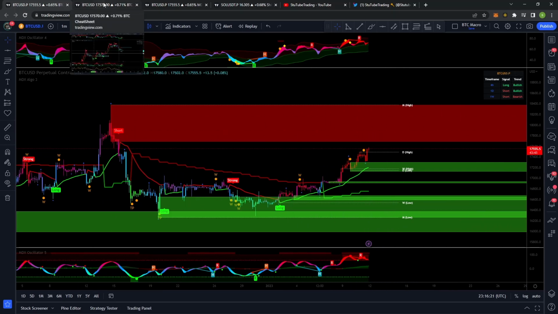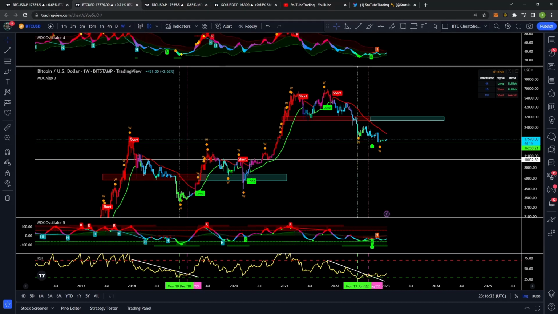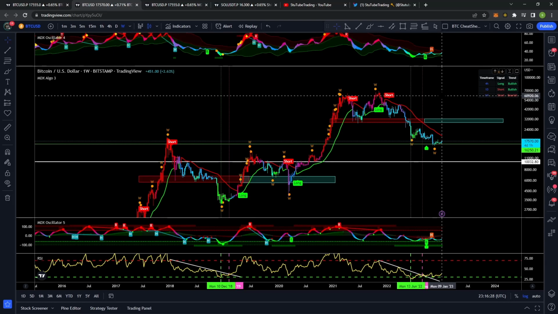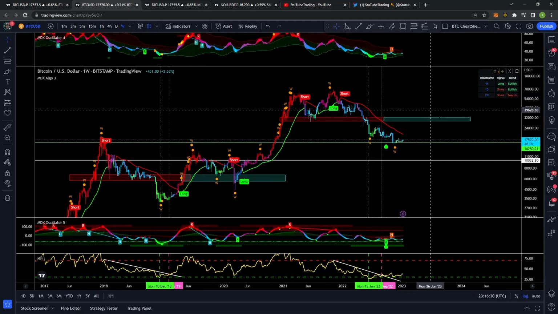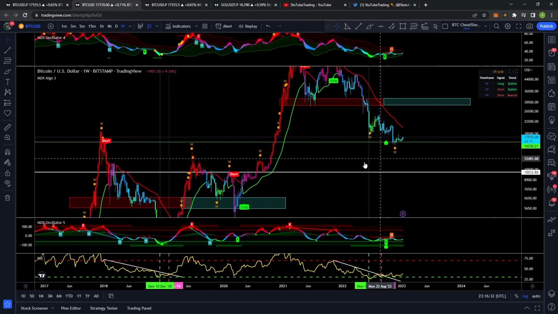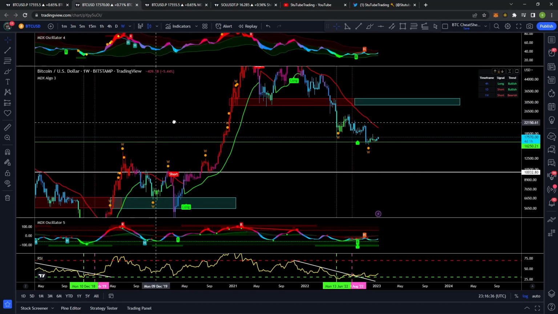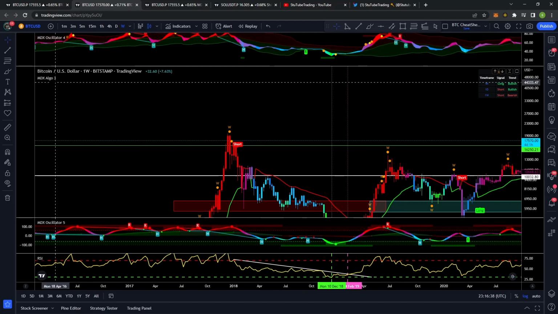I'm going to zoom out a little further and look at my weekly chart here. A lot of you will know this as my Bitcoin cheat sheet. With the indicators here, this is quite interesting. I know the past few streams I've been talking about this green horizontal line. This basically goes back to here.